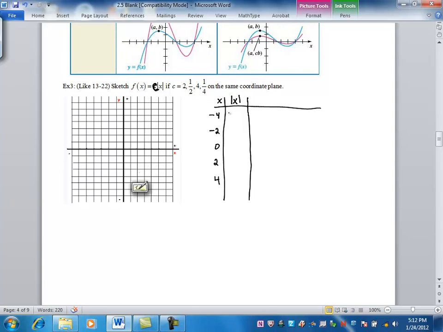So here we go. The absolute value of -4 is 4. Absolute value of -2 is 2. Absolute value of 0 is 0. 2 has an absolute value of 2. 4 has an absolute value of 4. So when we get ready to plot this graph, we're going to go to the left 4, 1, 2, 3, 4, and up 1, 2, 3, 4. And then we're going to go -2, 2, 0, 0, 2, 2, and 4, 4.